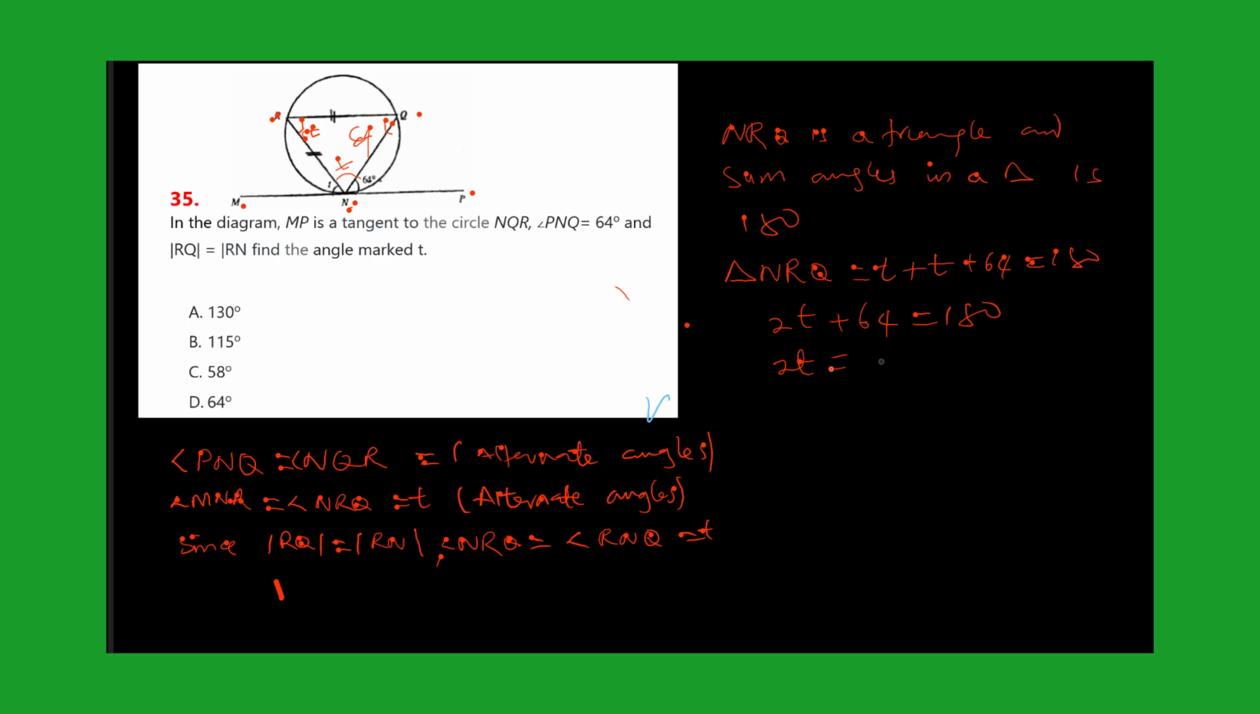Then 2T equals 180 minus 64, that's 116. Then divide both sides by 2. Then our T will be 58. So the value of our T will be 58 degrees, which is option C.